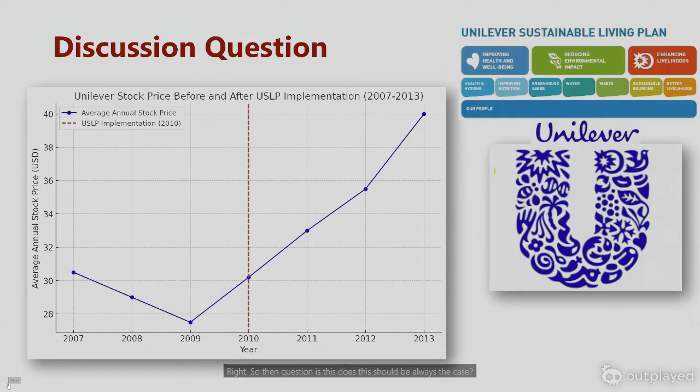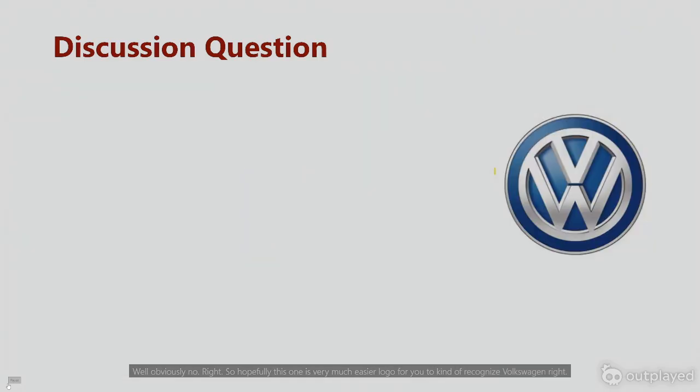So then the question is, should this always be the case? Even though a project's NPV gives you around zero or even almost negative, depending on the social impact or other factors that you incorporate, can you always expect a positive outcome from this? Well, obviously no, right?